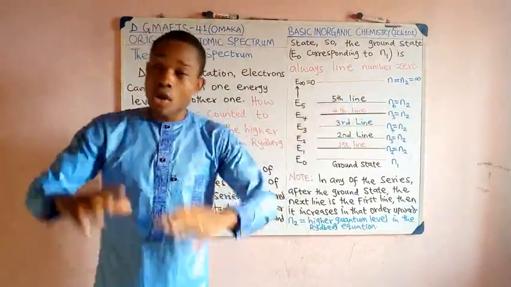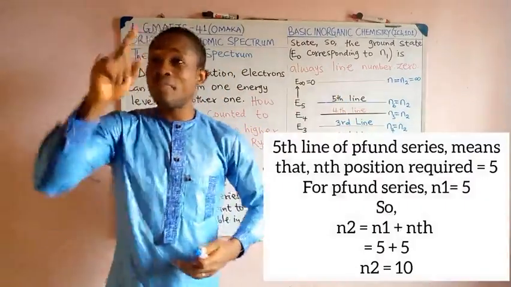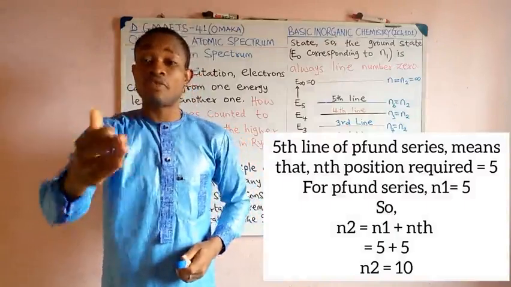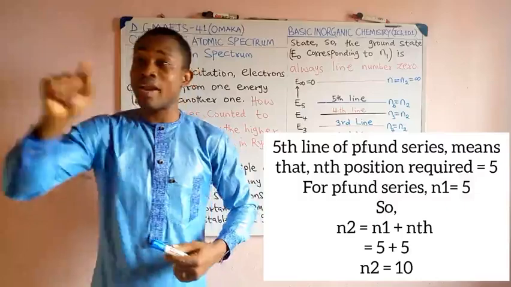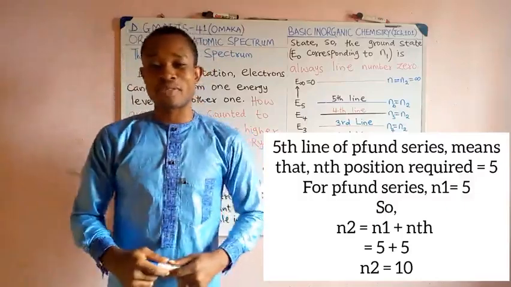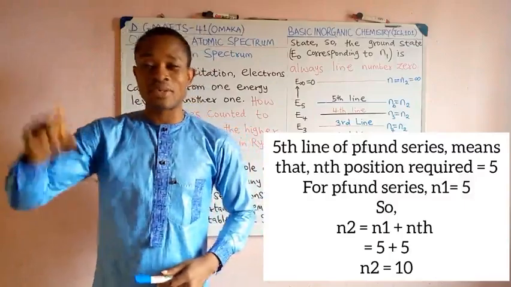10. So you go back to the Rydberg equation. Then the bracket side of that Rydberg equation will be 1 over n1 squared. n1, the ground state for Pfund, is 5. You fix it, 5 squared. Then minus 1 over the n2 for the fifth line that the question is based on, which is 10. So it will be 1 over 10, all squared.